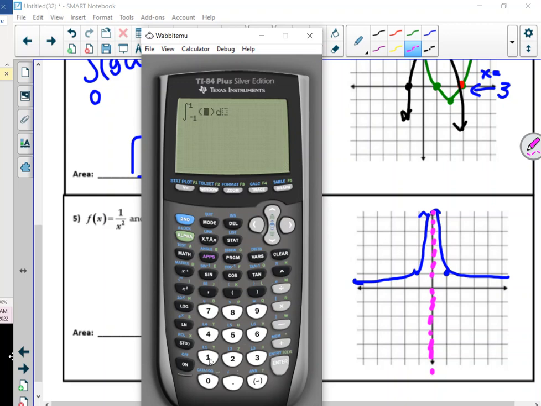So let's see, if we did ask it to do that, 1 over x squared, throw another parenthesis in there. Oops. Oh, why do you hate me? Okay. Oh, it doesn't do it. Okay. Sometimes it will, sometimes it won't. It does different things.